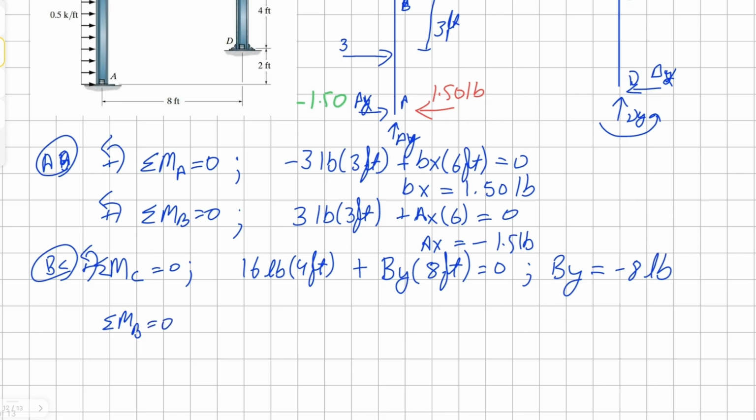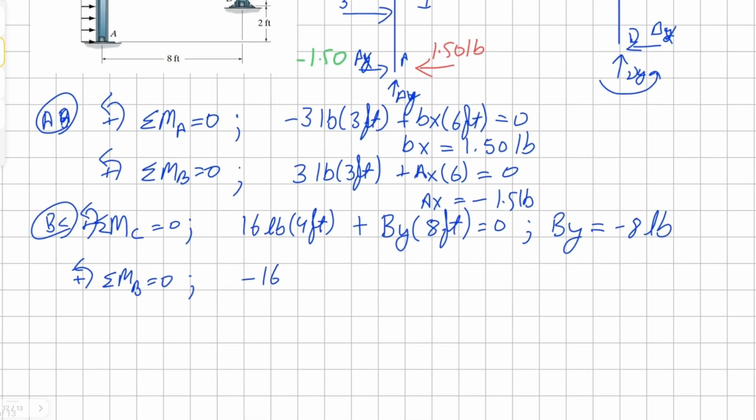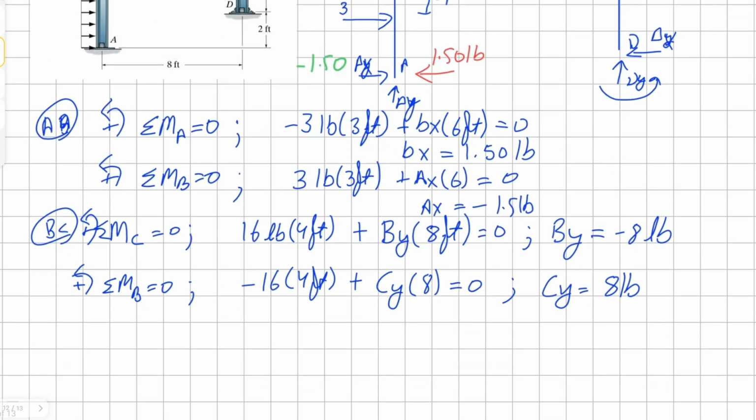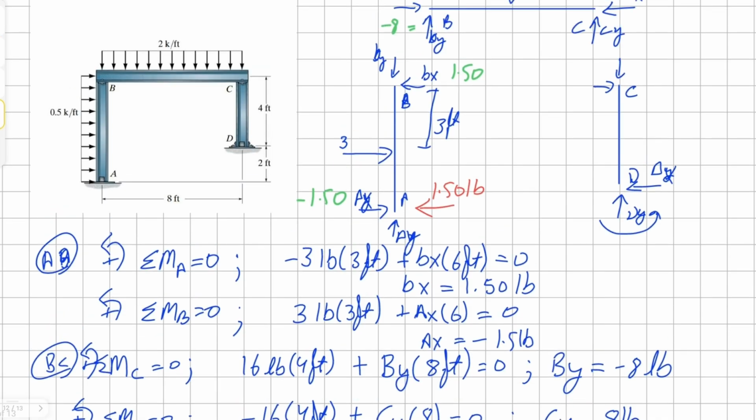Now, moment about the point B. Point load this time is acting clockwise, and it's 4 feet away. Remember, Cy, or vertical component, is 8 feet away. And solving for this, Cy is 8 pounds. So here we can see that our assumption for Cy was correct, 8 pounds.